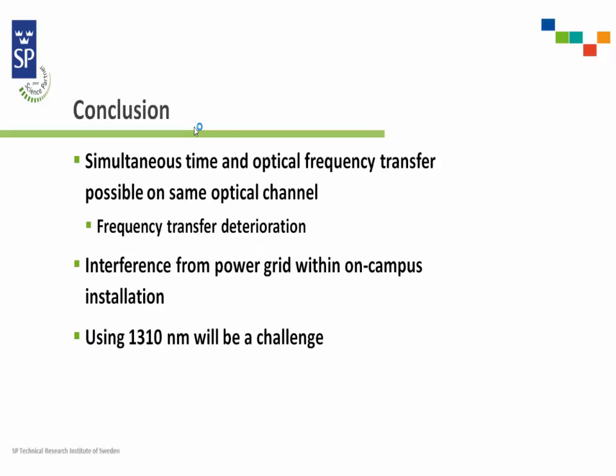But I will start with some conclusions of things we have learned so far. Simultaneous time and optical frequency transfer is possible in the same optical channel, even though the frequency transfer is deteriorated. We also know that we have heavy interference from the power grid within our own campus installation. And we also tried using 1310 nanometers instead of 1540, and it was a real challenge.